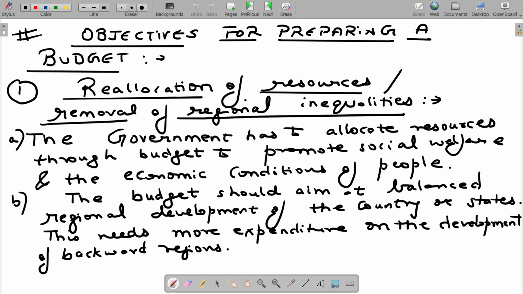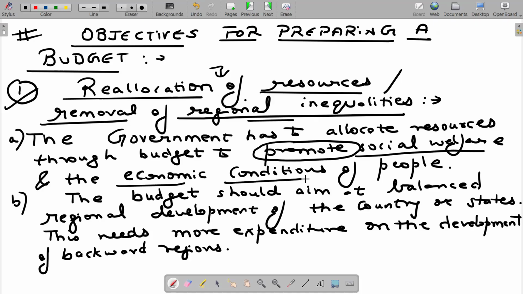Now, if I go back, point 1 was talking about reallocation of resources and removing regional inequalities. The purpose for preparing a budget is to make sure that the government reallocates the resources, which in turn promotes social welfare. Remember, these are the important keywords, and economic conditions of the people. The budget prepared by the government should ensure a balanced regional development. This is again an important keyword.